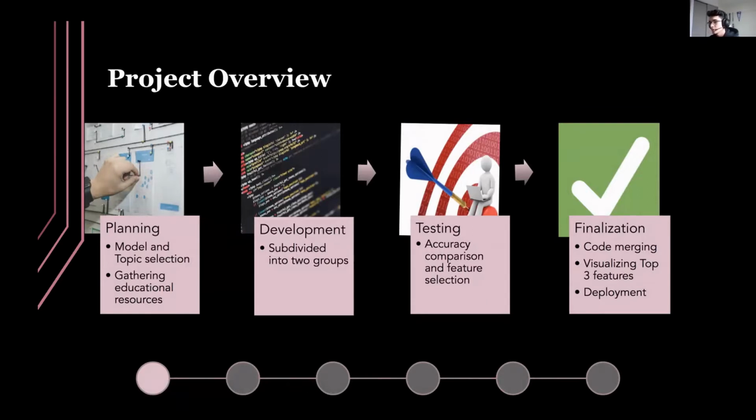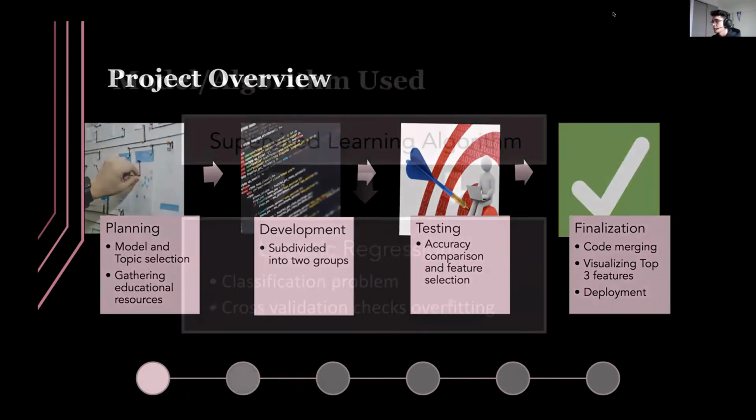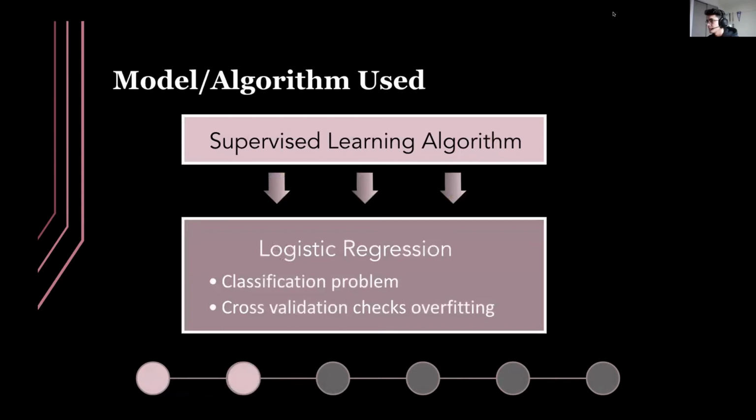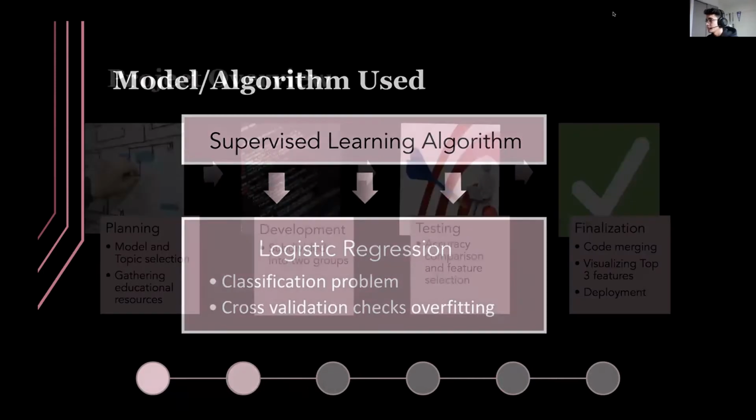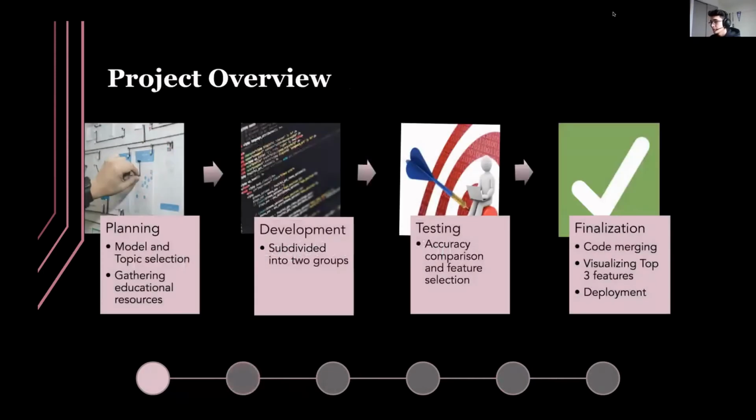After that, we went to the development, and we split our group into 2 subgroups where we basically did the project separately. After that, we joined our project together and made an accuracy comparison between them to find the top 3 most accurate features. And after that, we merged our code into a single Google Colab file and deployed it to GitHub Pages.